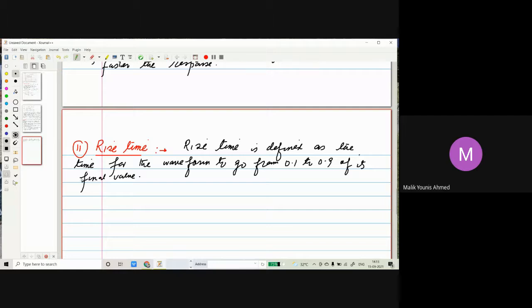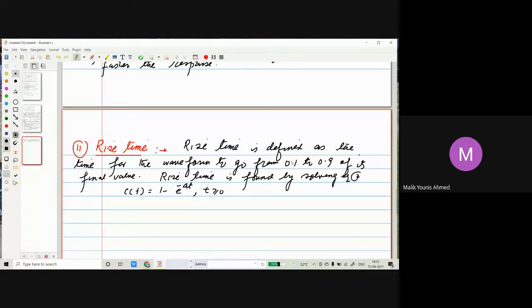The rise time can also be found from the second equation. We can see the response equation, C of t is equal to 1 minus e raised to the power minus at. Rise time is found by solving equation 2. What is equation 2? Equation 2 is C of t equal to 1 minus e raised to the power minus at, for t greater than 0.